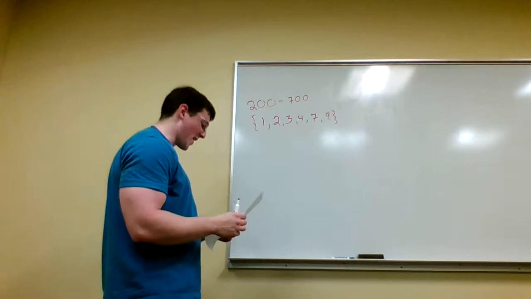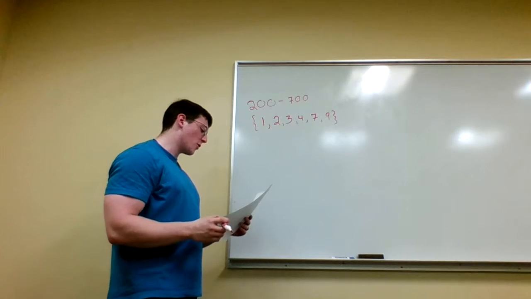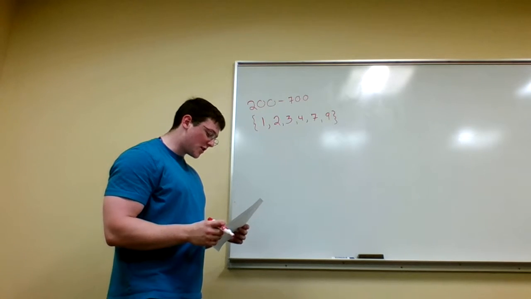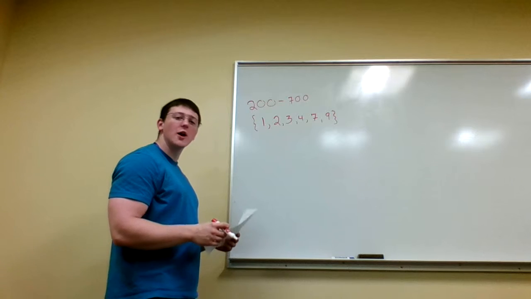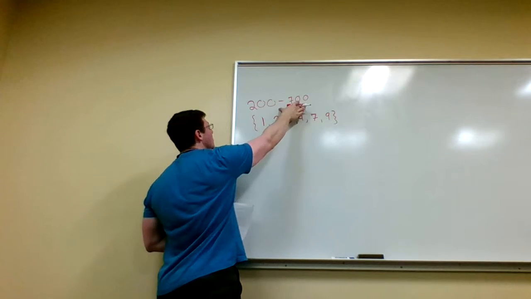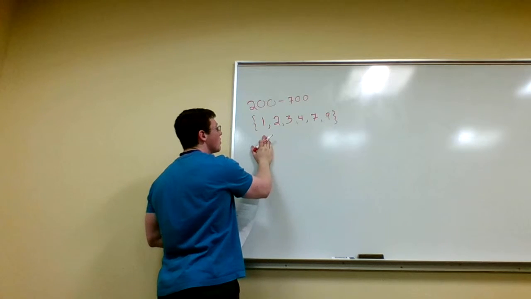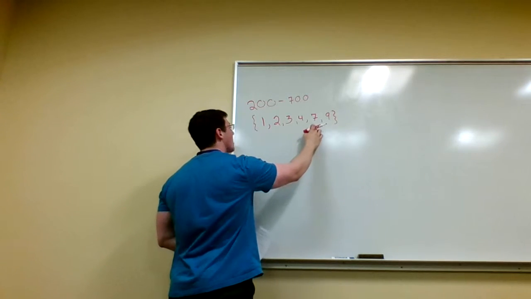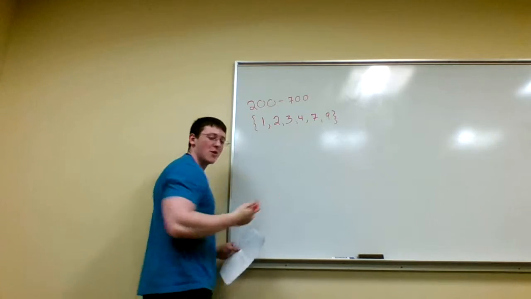Okay, question 9 asks, how many even integers are there between 200 and 700 whose digits are all different and come from the set that includes 1, 7, 9, 3, 4, and 2? I've gone ahead and written out 200 to 700, that's the interval, and I've rearranged these from least to greatest. We have 1, 2, 3, 4, 7, and 9, my bad.